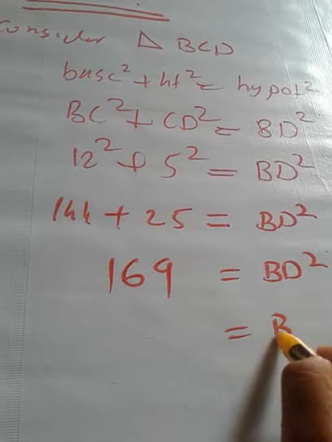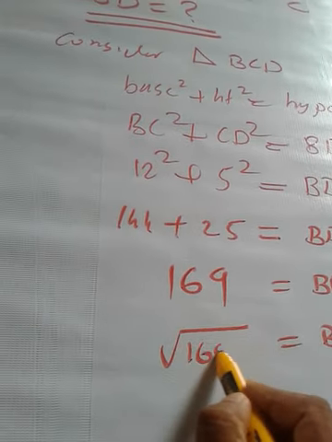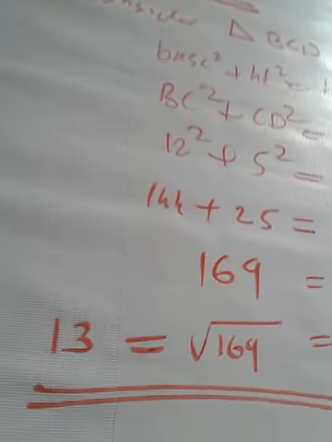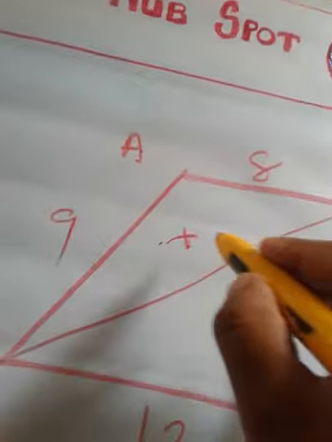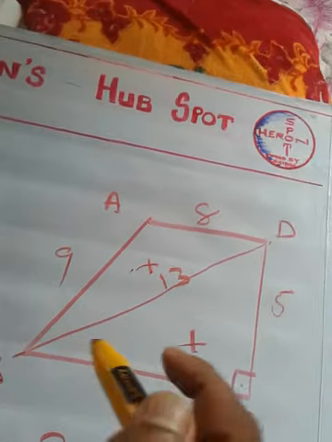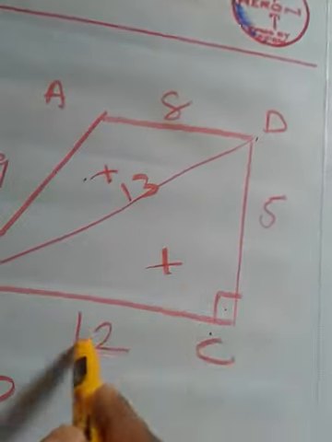Then what will be BD? If BD square is equal to 169, BD will be the square root of that. Square root of 169 is nothing but 13. Are you following me? So in this way we get the value of BD. Once we got the value of BD as 13, in this triangle three sides are completed, and in this triangle also three sides are completed.